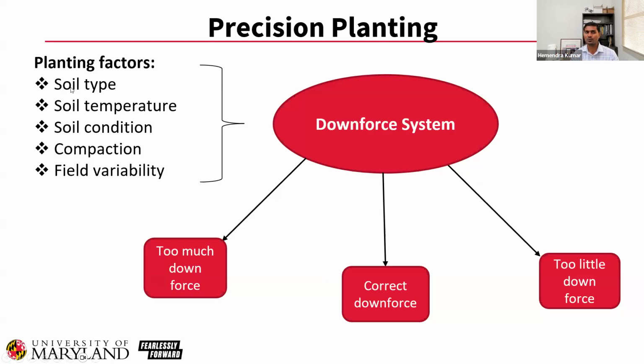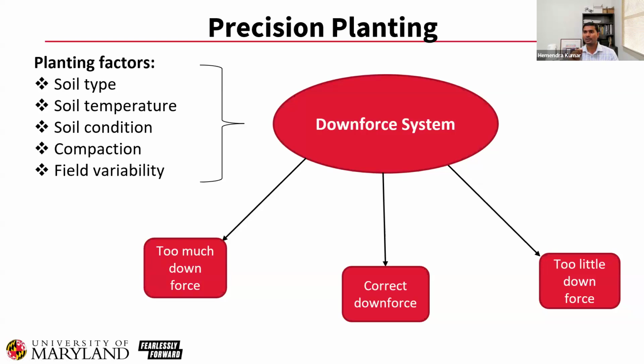And what are the factors which affect the downforce? The soil type, soil temperature, soil condition, compaction, and the field variability. Those kinds of systems can help you do the operations if you have an automated downforce system, meaning you set a point where it will assess the field. If it finds out the compaction is higher, maybe the seed should be planted with greater force. So the system will analyze itself and push the seed into the soil at the greater force.